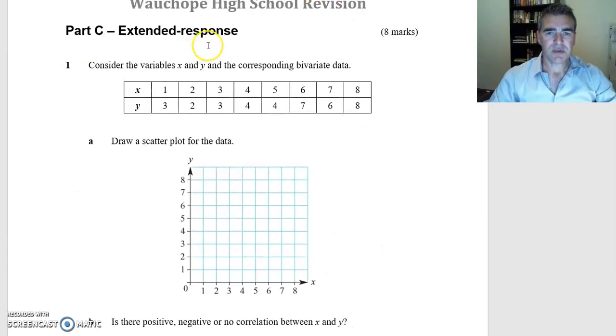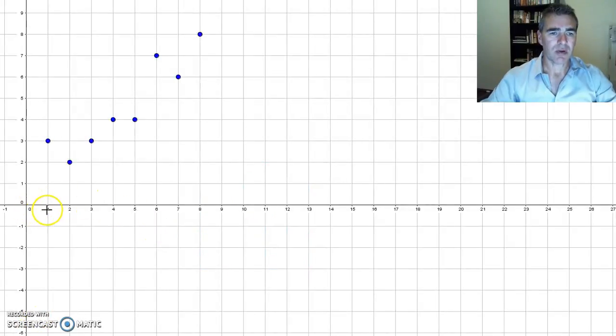For our extended response, a little bit more involved, we need to plot these points, our X along the horizontal, our Y along the vertical. And what I'm going to do is do this on a little bit of a different software package so that we can see. Okay, so I've gone and plotted these points, the points 1, 3, 2, 2, 3, 3, 4, 4, 5, 4, 6, 7, 7, 7, 7, 6, and 8, 8. So I've plotted those points. So that's what they look like, and they all seem to be roughly following a line where they increase.